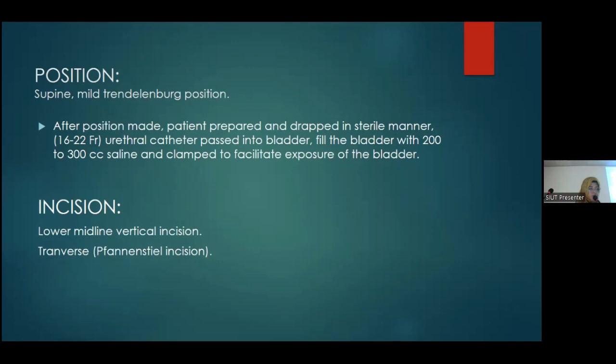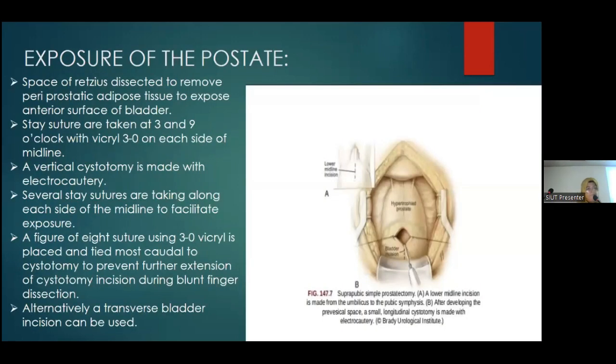The incision used for the suprapubic prostatectomy is a lower midline vertical incision or a transverse Pfannenstiel incision. Similarly, as we have created the space of Retzius in the retropubic approach by blunt or sharp dissection using Metzenbaum and DeBakey forceps, the malleable blade is placed, which will attach to the Balfour retractor for the exposure of the bladder and the prostate well.